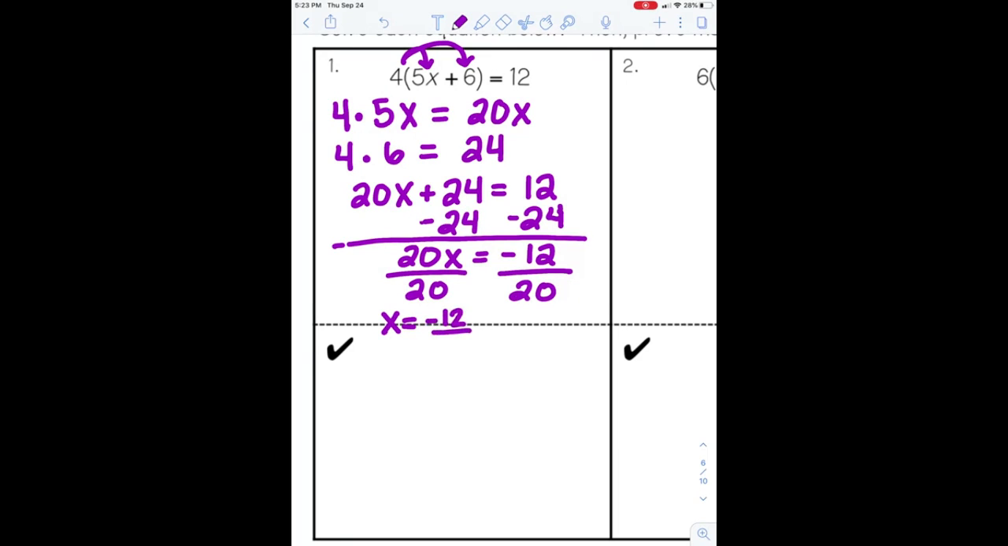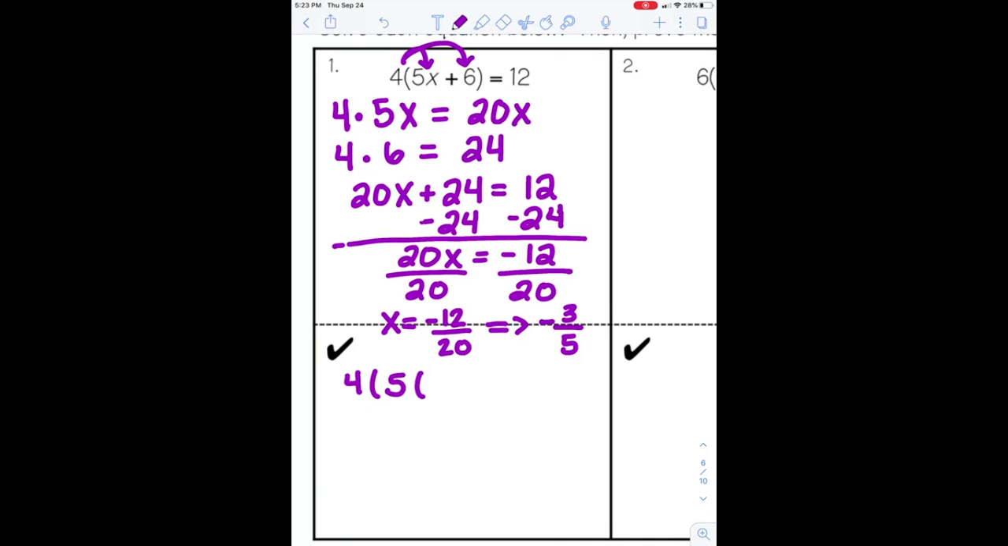Feel free to leave these as a fraction. That's totally fine. But I'm going to simplify this to x equals negative 3 over 5. The way I figured that out was to divide both of those, my numerator and my denominator, by 4. So dividing 12 by 4 gives me 3, and dividing 20 by 4 gives me 5.